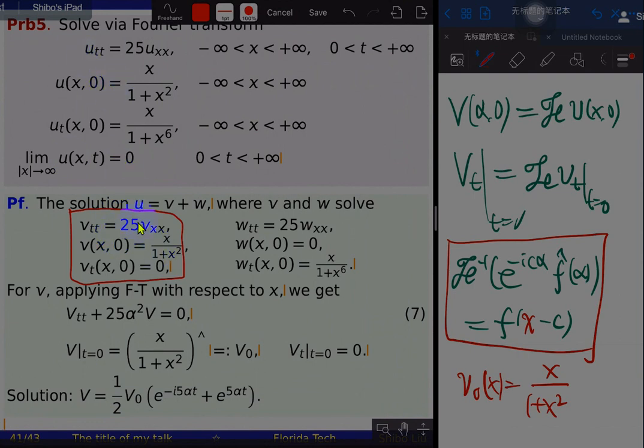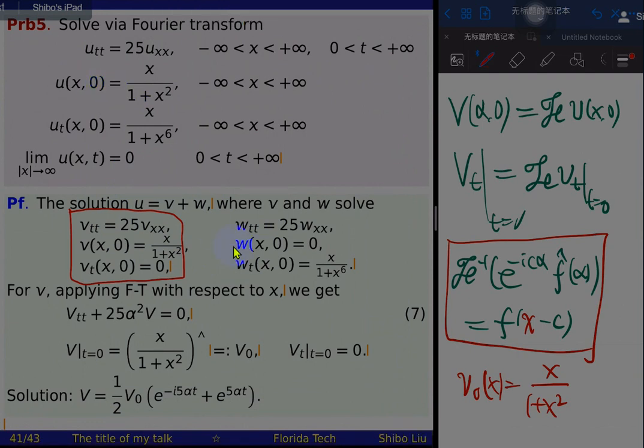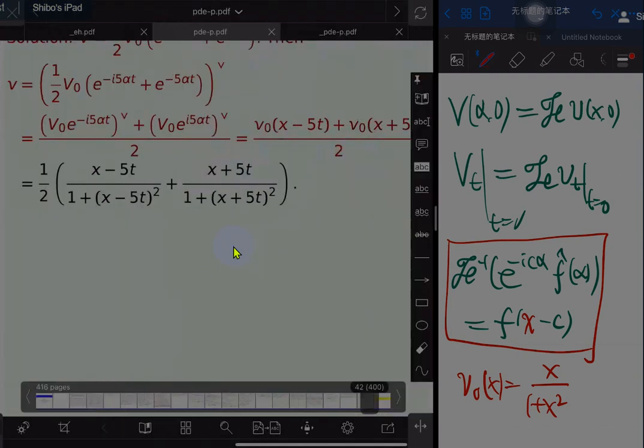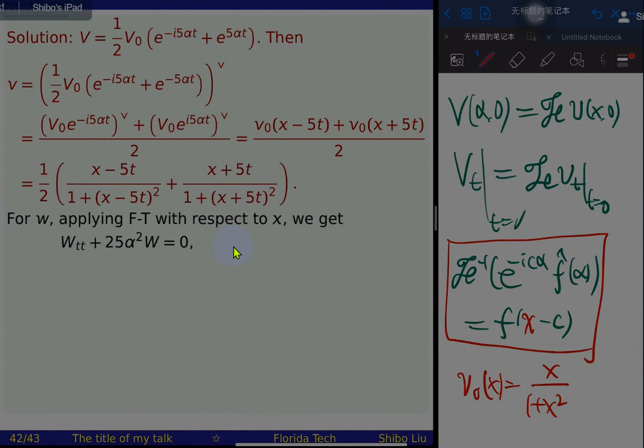So we want to solve our problem. We decompose it into two problems. Then one of them has been solved. We need to solve the other to get w. Then their sum, u equals v plus w, is our solution. Now let's solve the second problem. To solve the second problem, that is the w problem, we apply the Fourier transform with respect to x, and we get the same ODE.